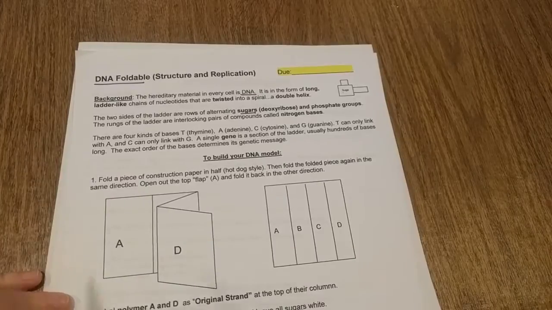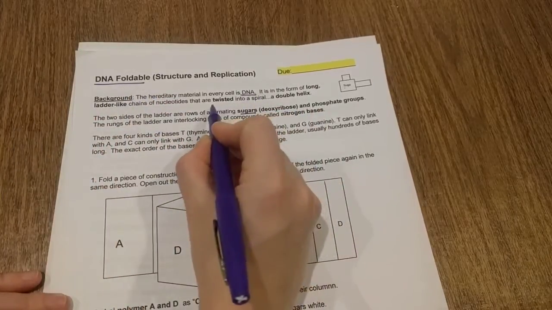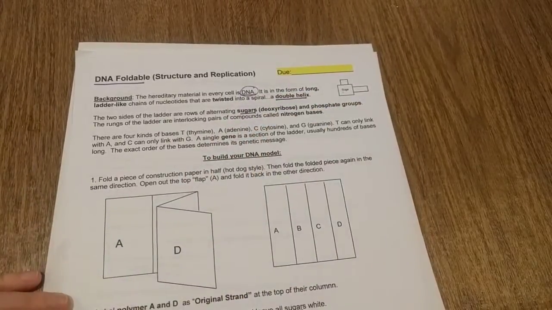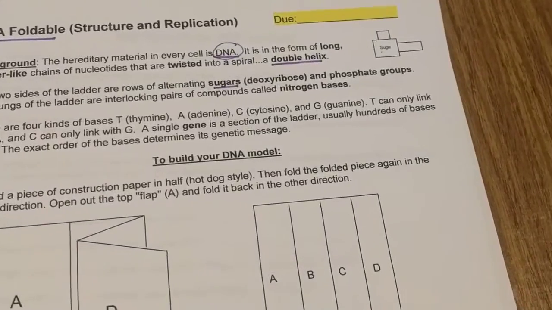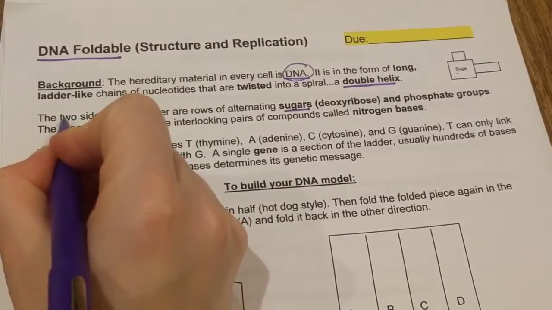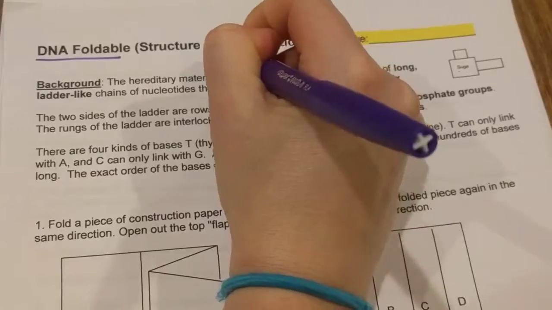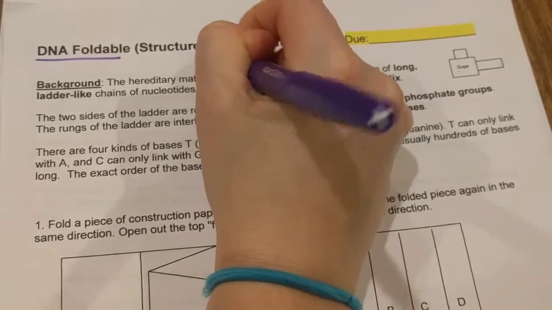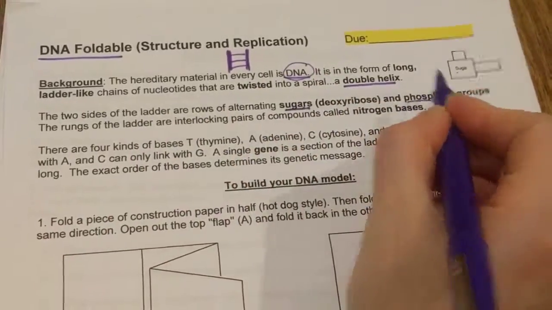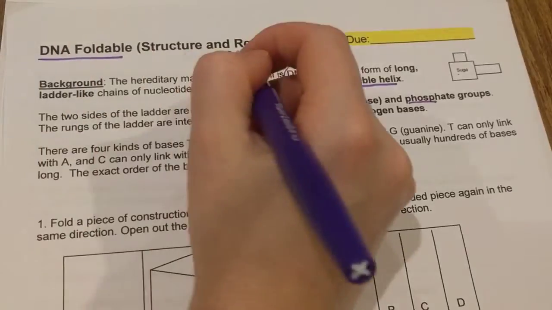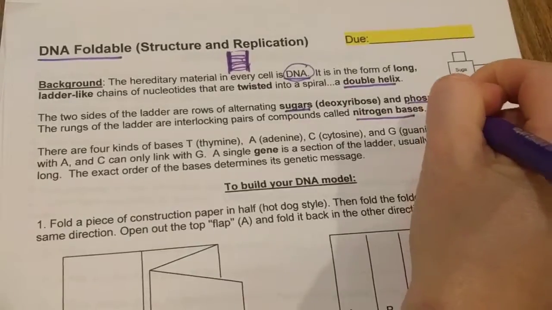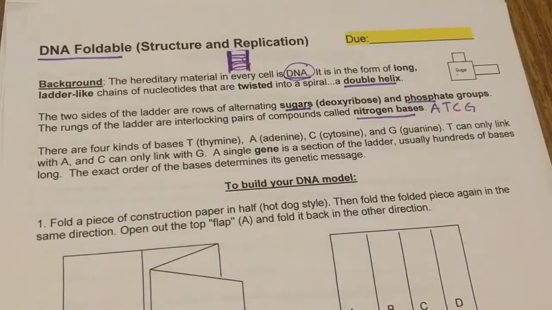All right, let's begin. So in the background, we can see a couple of important words like DNA. Remember that DNA is in the shape of a twisted ladder, a double helix. If we think about that ladder, the sides of the ladder are made up of sugars and phosphates that are alternating. And on the inside parts of the ladder, we call those things nitrogen bases. Those are our A, T, C, and G letters.